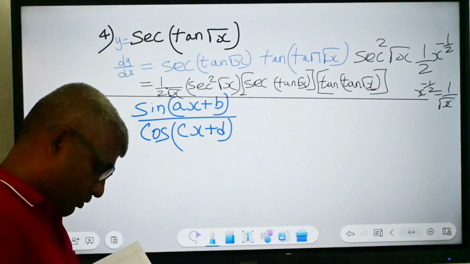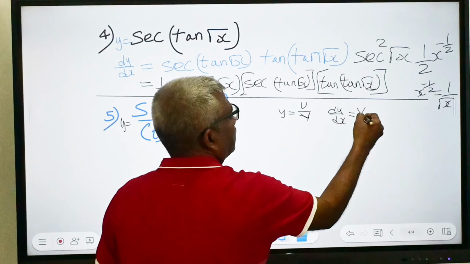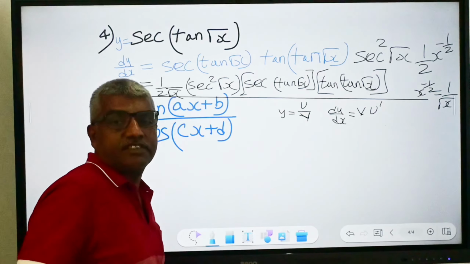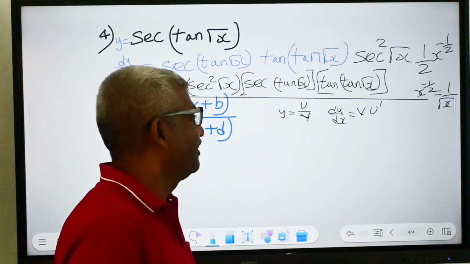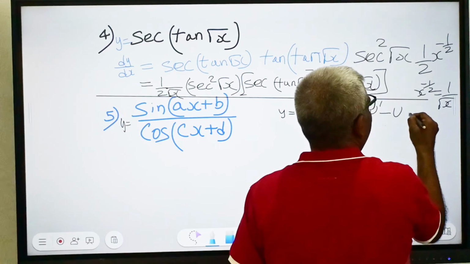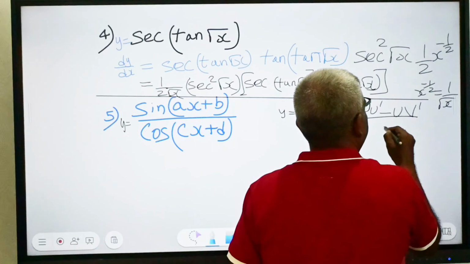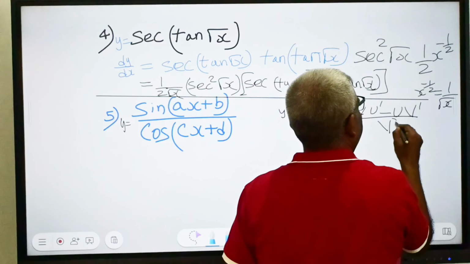Now question number 5. U over V. What is the differentiation? Let y equal to u over v. Then dy by dx is v u dash, u dash is nothing but differentiation of u, minus u v dash, divided by v squared.